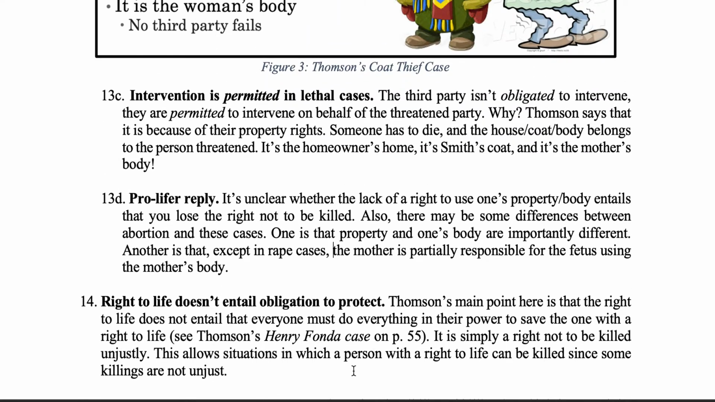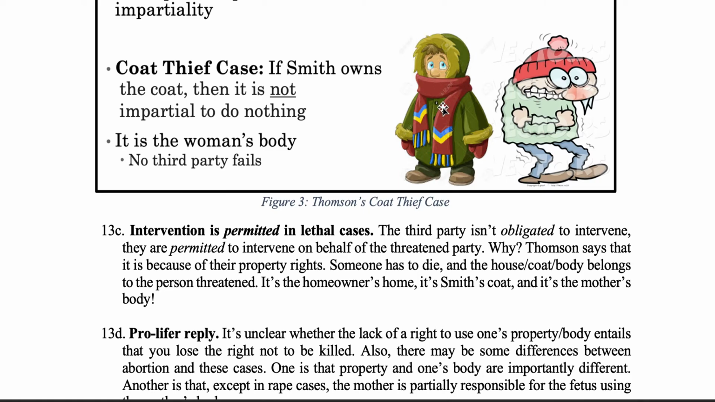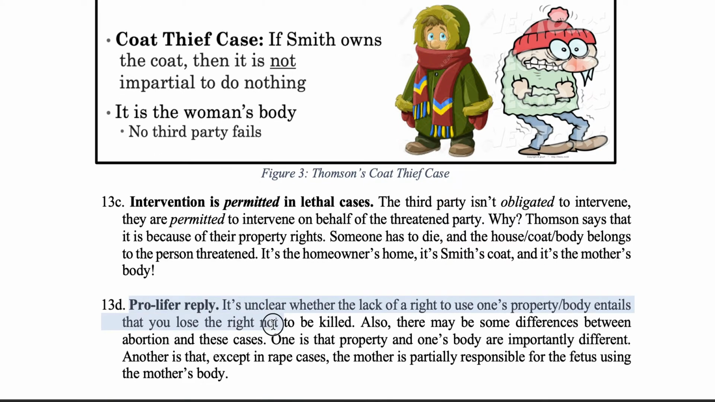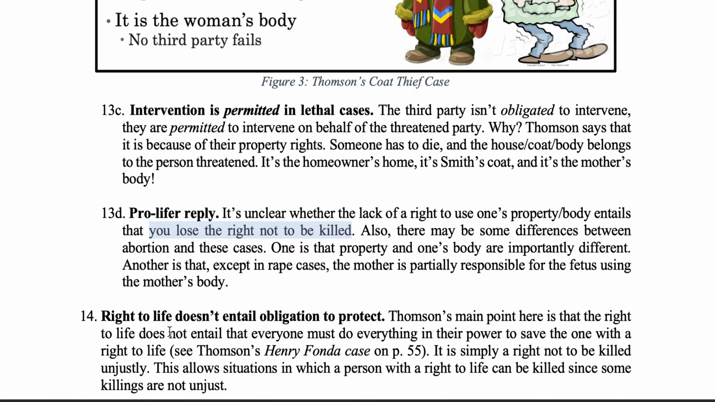Okay, so, but then Thomson says, look, the right to life does not entail the obligation to protect someone, right? Just because Jones does have a right to life, because remember, what the pro-lifer is saying in response to this case is that, look, sure, it's Smith's coat. Sure, it's the other person's house. Sure, it's the mother's body. But that doesn't mean that this person doesn't have a right to life. He doesn't lose his right not to be killed. And Thomson says, look, you're just trying to go back to the right to life again. Just because you have the right to life, that doesn't mean that everyone has to do everything they can to save you. It doesn't mean that.